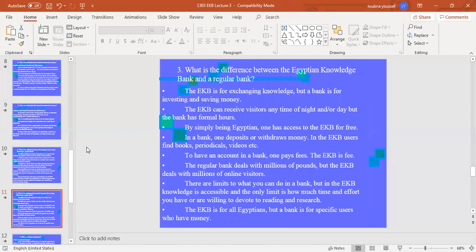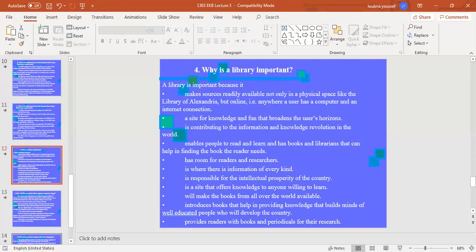Here's slide number 11, I'm sorry. And slide number 11 introduces more differences between the Egyptian Knowledge Bank and the regular bank, and you can read these at leisure. Now, question number four, why is a library important?